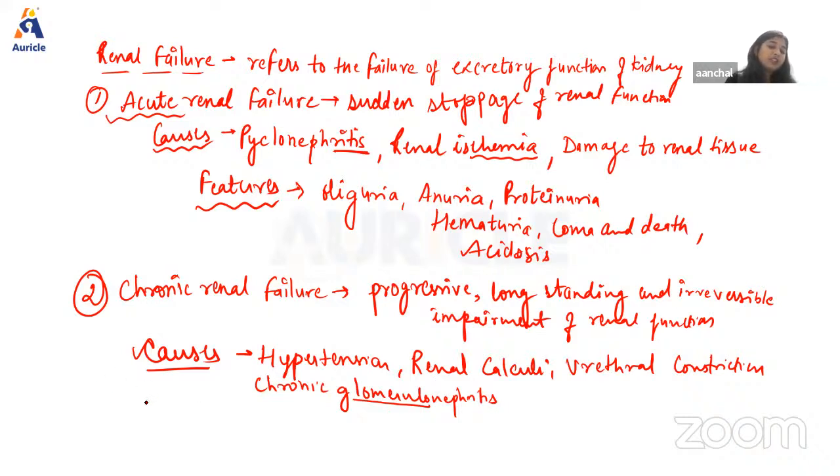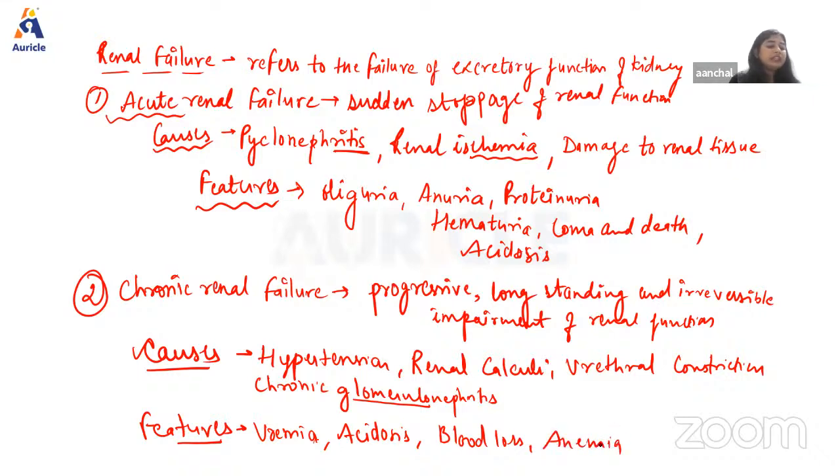Now, what are the features? Means what are the signs and symptoms that will be shown by the body of those patients who are suffering from chronic renal disorders? So it includes the condition of uremia. Uremia means it is a toxic condition which is characterized by accumulation of end products of protein metabolism such as urea, nitrogen, creatinine inside the blood. Okay. Then another condition could be acidosis. Then blood loss could be there. Anemia could be there.